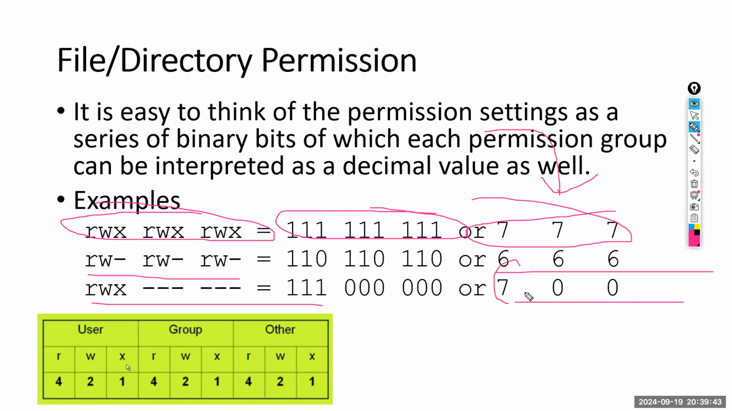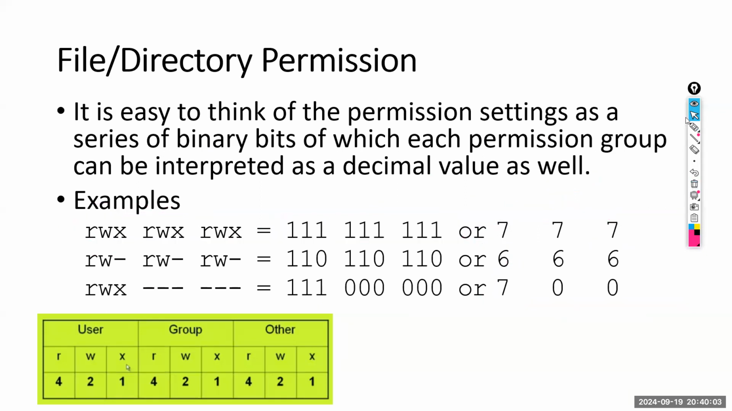When you say 7, you must know that it is read, write, execute. When they say 6, read, write. When they say 5, read, not write, execute: r-x, because that is 5. 3 means write and execute, no read. Okay. If you have any questions, let me know, okay?